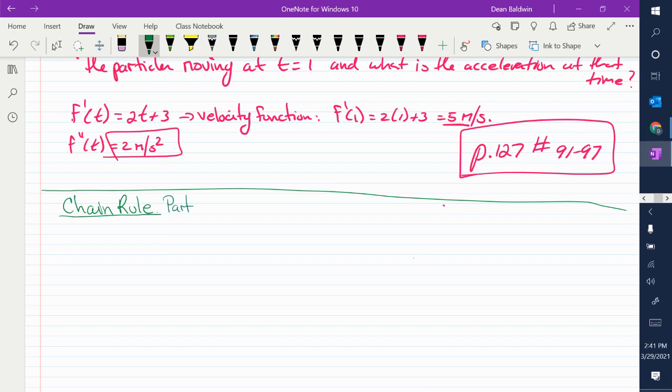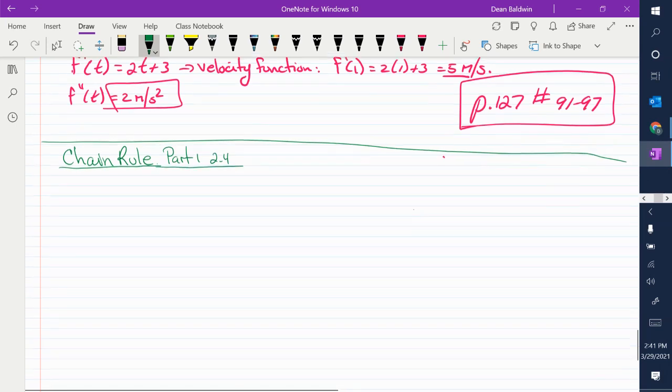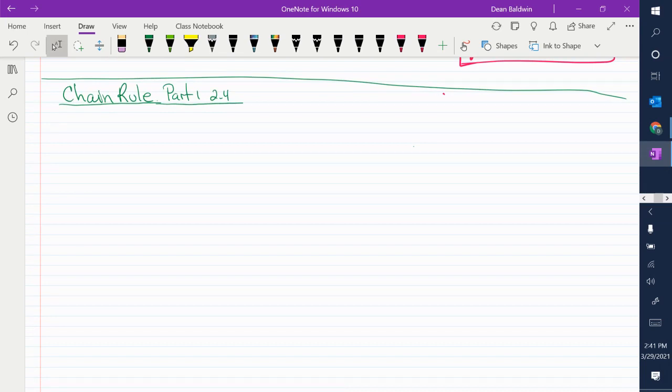And this will be part 1 of 2.4 in your book. There are 2 parts to the chain rule. This is part 1 today. Torsten will introduce it tomorrow, and I'll do my part 2 tomorrow, okay?